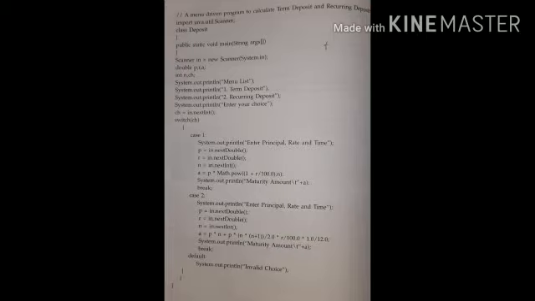This is a program to calculate term deposit. We can see there is a menu displayed: if we press 1, term deposit, if we give 2, then recurring deposit. We have to enter the choice. If in CH we give the value as 1, then the switch case on CH will take us to case 1, and there we are calculating the term deposit.